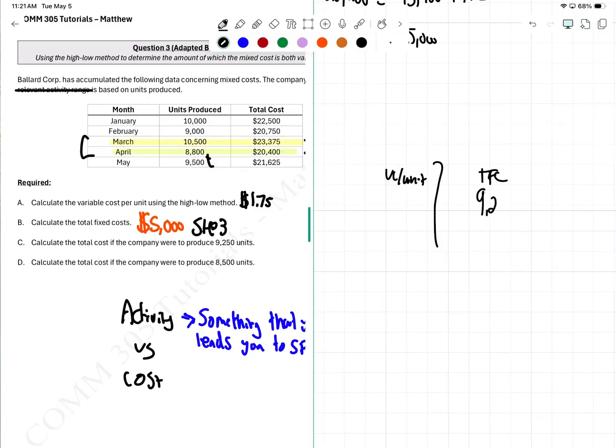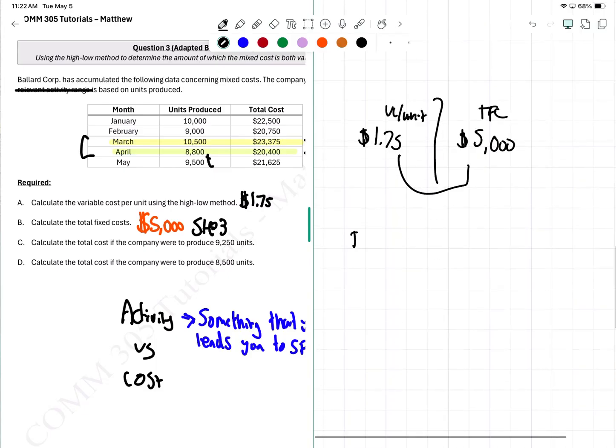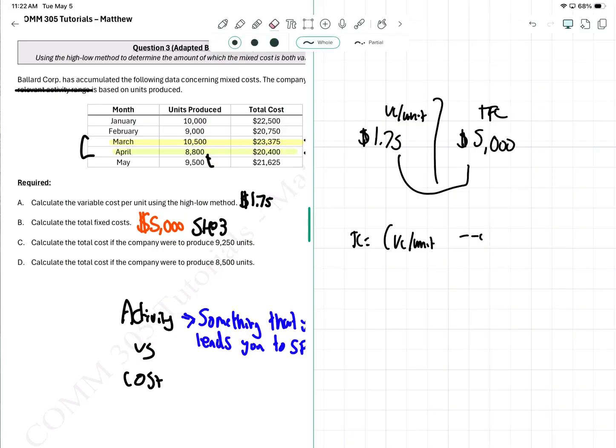the relevant range. Sorry, I wrote 5,000 here as the total fixed cost, and the VC per unit is 1.75. So once you have these two, guys, you could basically run your total cost equation. I'll just write it one more time. Guys, it's very important that you know this total cost equation: VC per unit times number of units, plus total fixed cost.